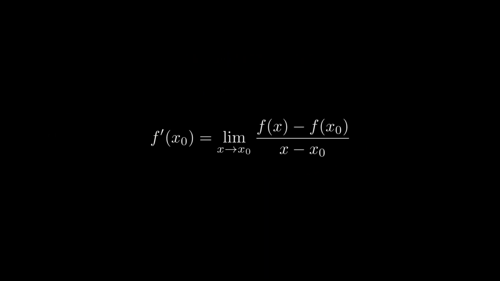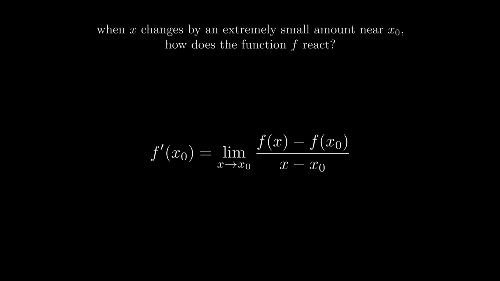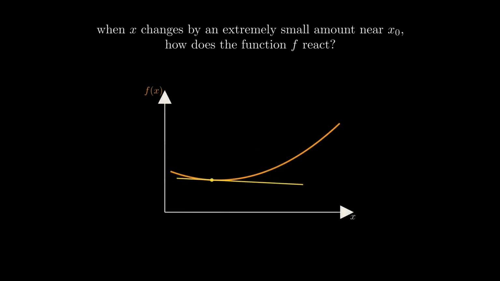So the derivative answers a very precise question. When x changes by an extremely small amount near x0, how does the function f react? This is the mathematical nature of the derivative. It is a tool that measures the local variation of a function. And now we can understand why this is so useful in physics.